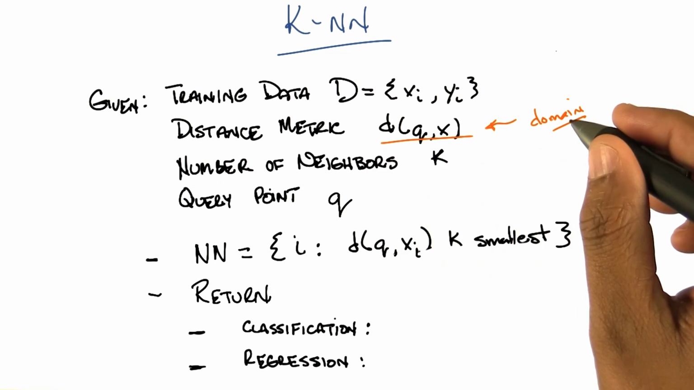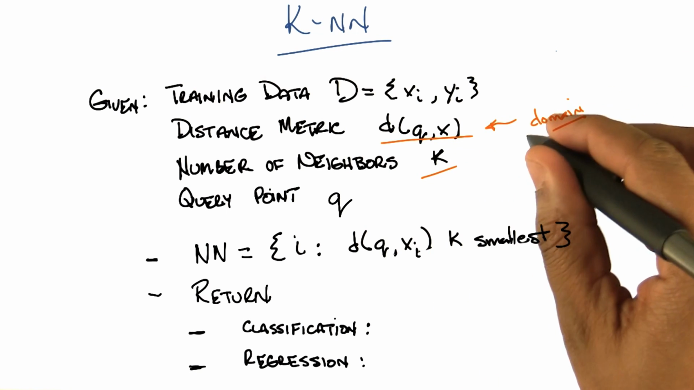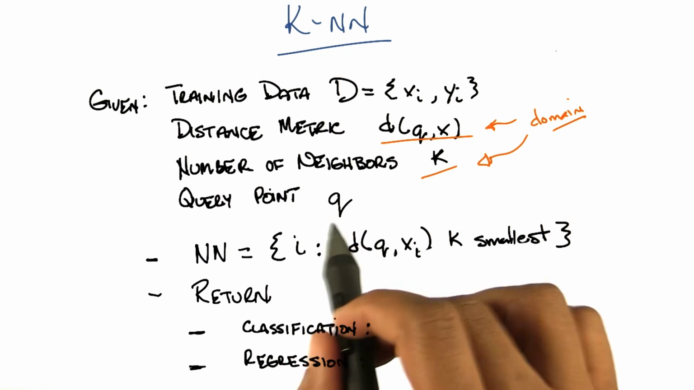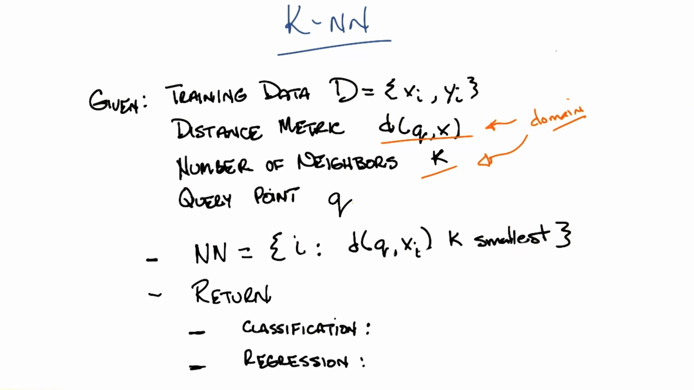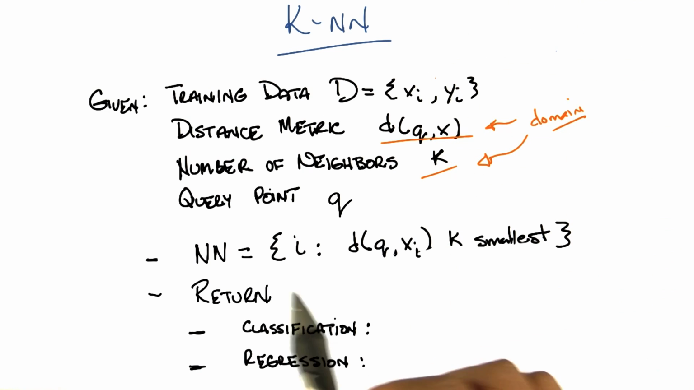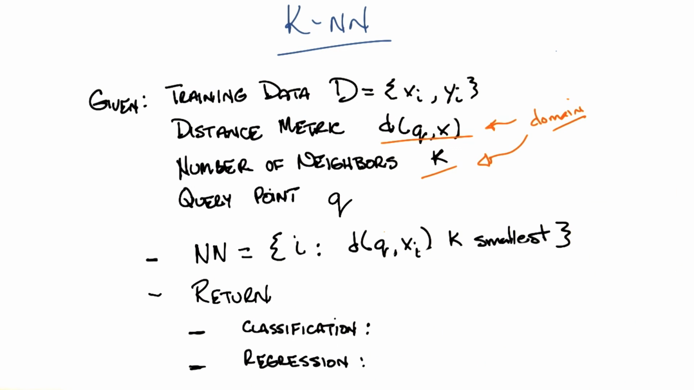You get some number of neighbors that you care about, K, hence the KNN, which also, by the way, represents domain knowledge. Tells you something about how many neighbors you think you should have. And then you're given some particular new query point, and I want to output some kind of answer, some label, some value. So the KNN algorithm is remarkably simple. Given these things, you simply find a set of nearest neighbors such that they are the K closest to your query point.